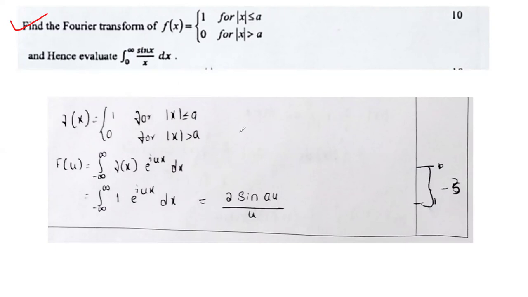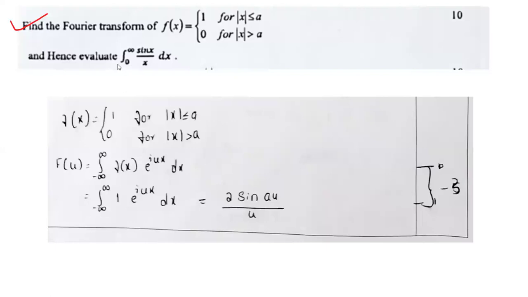First of all, you can define the function like this, f(x). So F(u) will be the integral from minus infinity to infinity of f(x) e to the power iux dx. Now, if you simplify and do the integration, you will get 2 sin(au) by u. This is the result. I think it's clear to everybody.